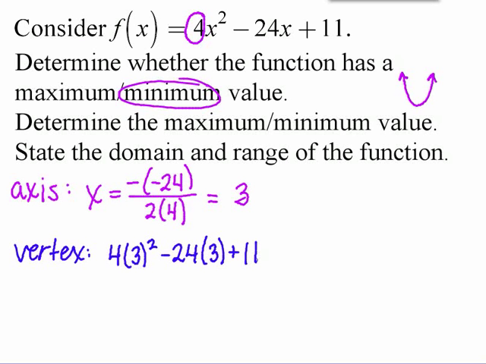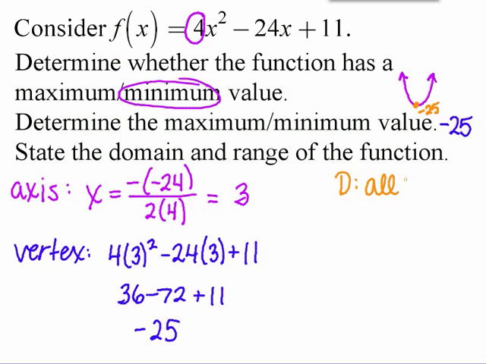What's 4 times 3 squared, folks? 36 minus 72 plus 11. So I end up getting negative what? Negative 25, good. So the min value is negative 25. So that means this value here is negative 25. So let's do domain and range. What's the domain? All reals. All reals, very good. What's the range? Y is greater than or equal to negative 25.